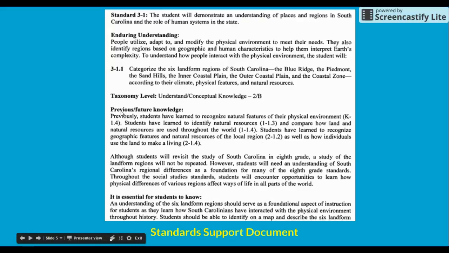So you'll see previous and future knowledge. This section tells when students have encountered this knowledge in previous grades, as well as what students will encounter in future grades related to this knowledge. Following this section in the support document is a section that says it is essential for students to know. This would be the content requirement for students to master this particular indicator.